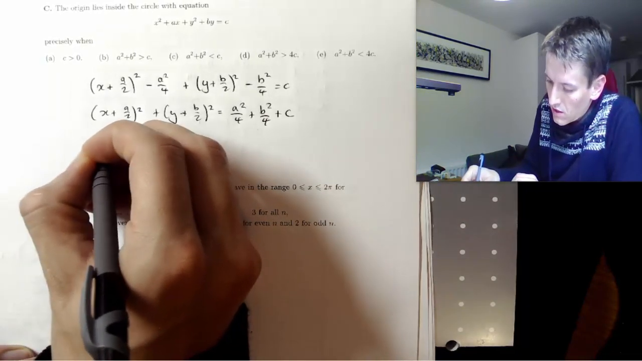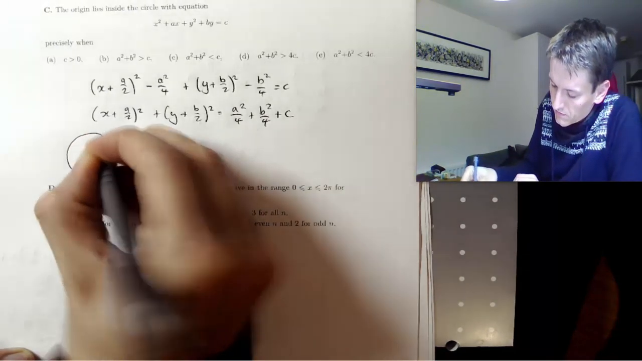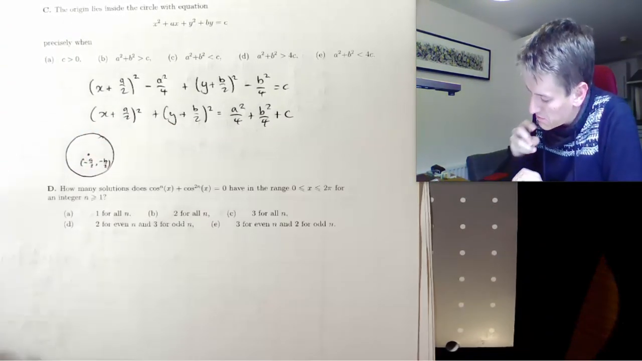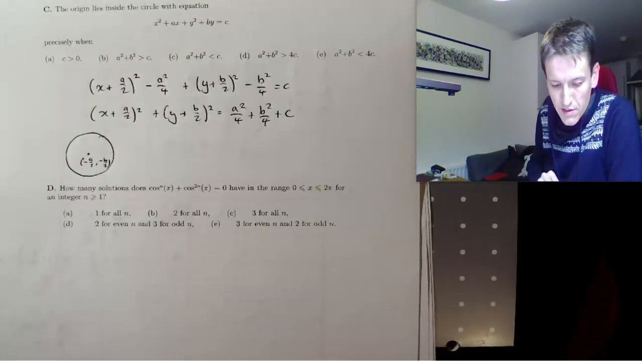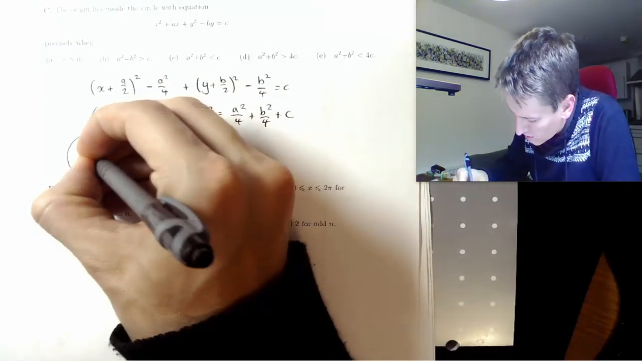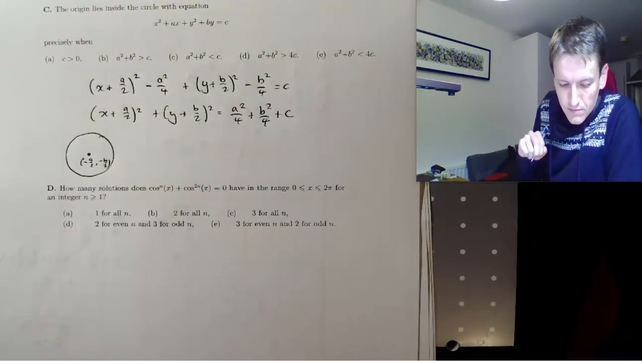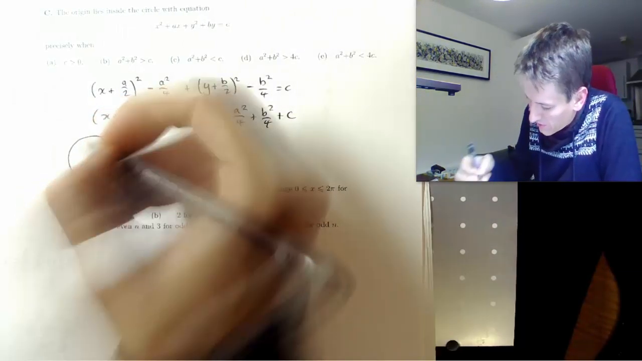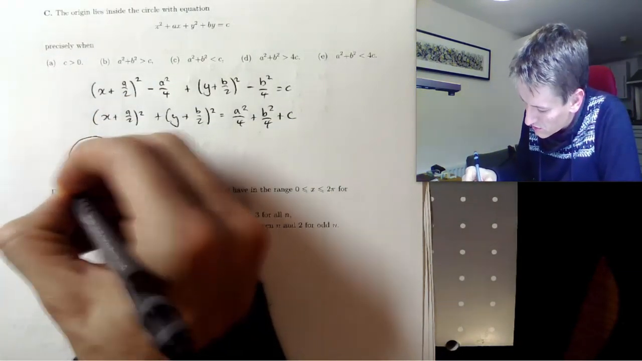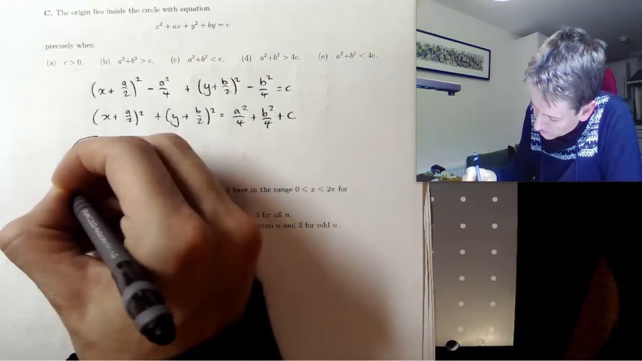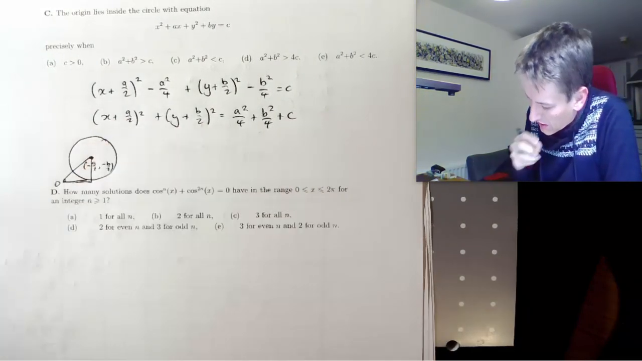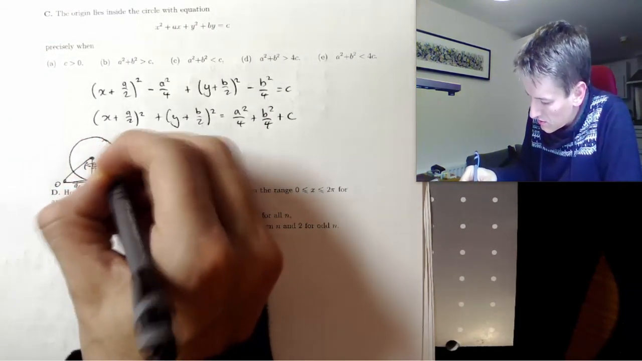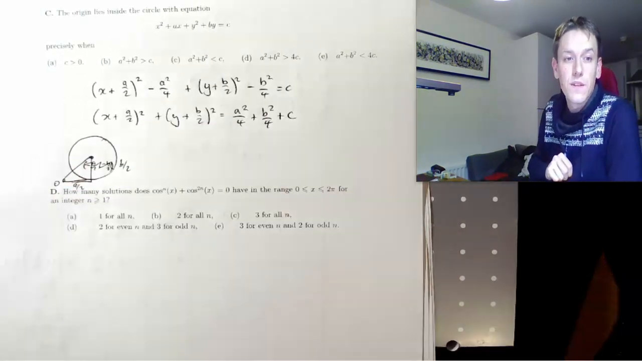Okay, so we've got a circle, and the center is minus a over 2, minus b over 2, and we know what the length of the radius is here. Now where would the origin be? Well, let's just think about what happens. So let's say the origin is over here. It could be anywhere really, but let's put the origin here, and the horizontal distance here would be a over 2, and the vertical distance here would be b over 2.